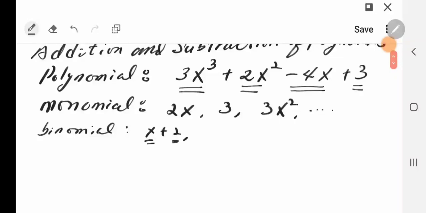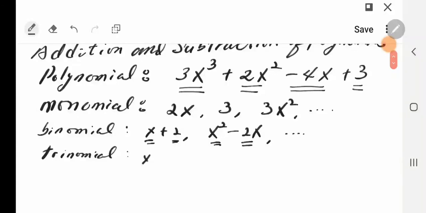This is a sum, and we may have something like x squared minus 2x. So there are two terms. One is x squared, and the other one is negative 2x. So we call this a binomial because there are two terms. And if there are three terms, we call it a trinomial.